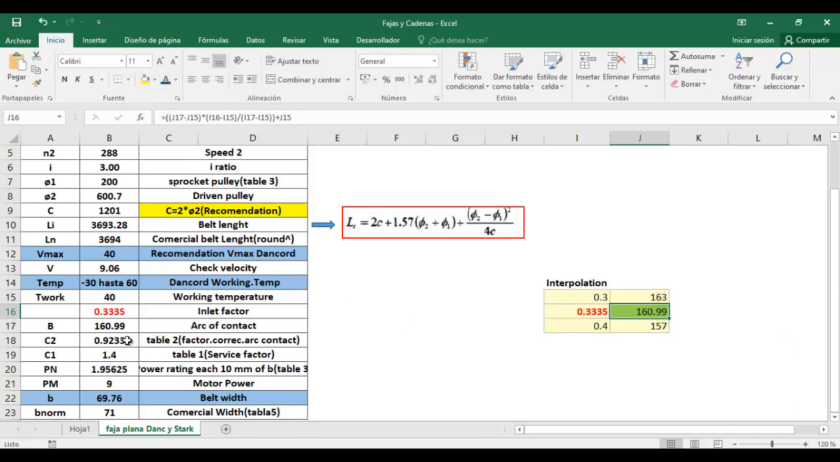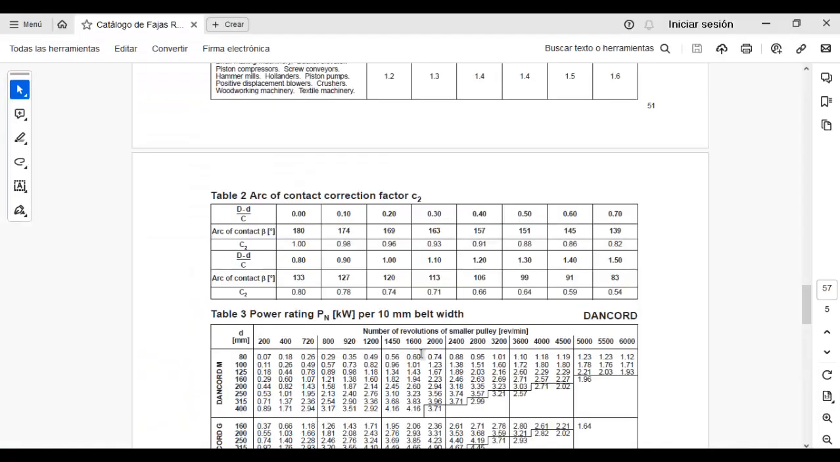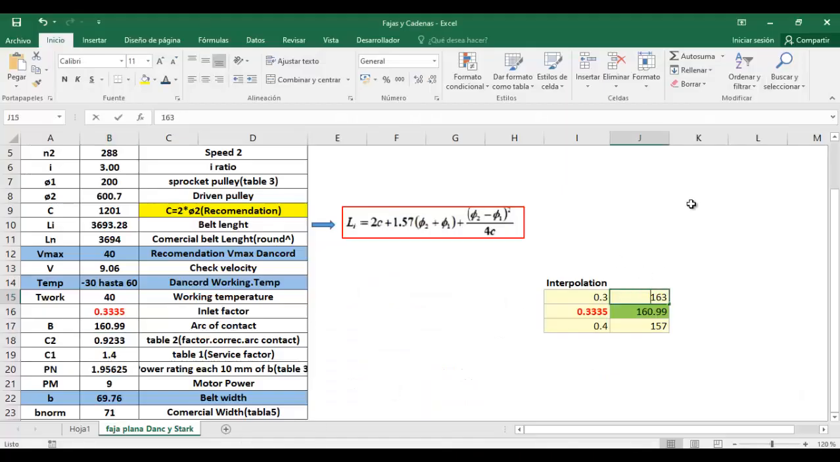Okay, we have the arc of contact, and then we can also select from the second table our CTC2. As you can see, we have our arc of contact, and we are going to do the same to calculate our correction factor. We have 0.93 and 0.91. So let's put 0.93, 0.91. As you can see, I'm doing the same. We need to be very exact with the numbers in this case.